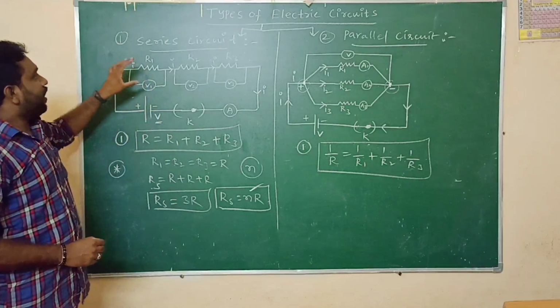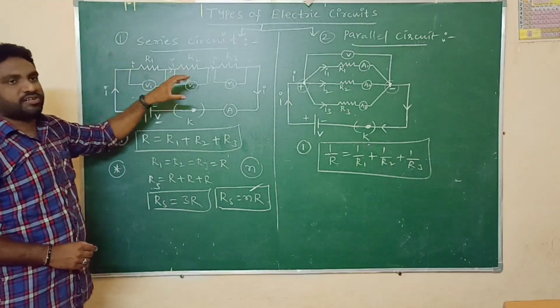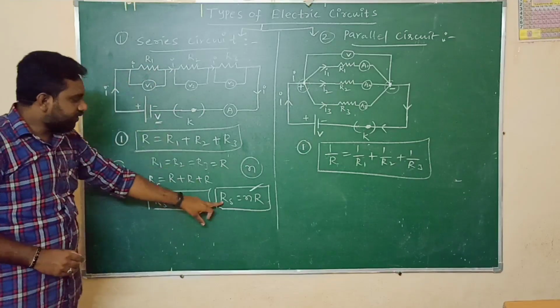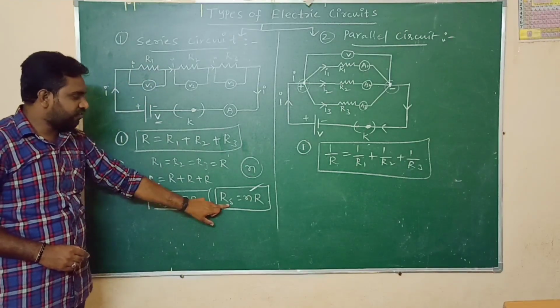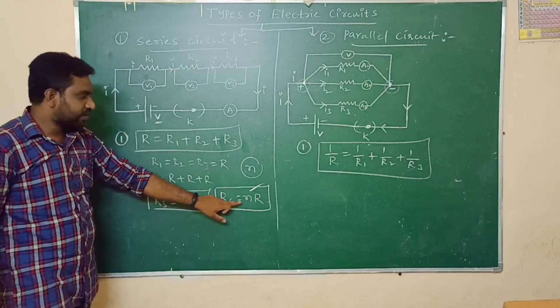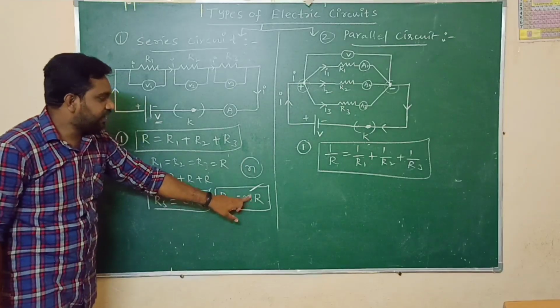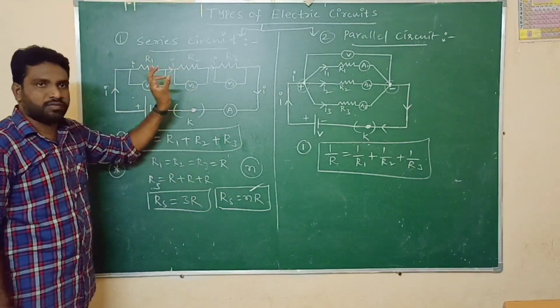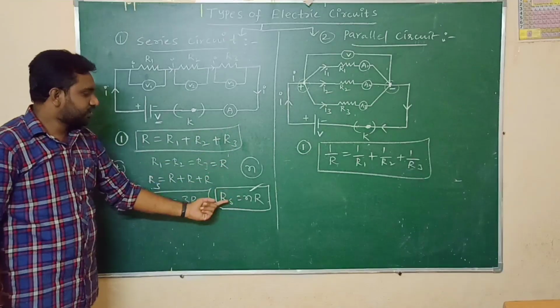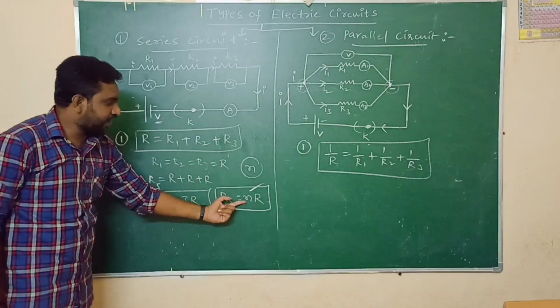This is the most important principle. If all the resistors have the same resistance when they are connected in series, the total resistance Rs is given by N into R. Here N is the number of resistors, the number 1, 2, 3 like that. So the total resistance in series is given by N into R.